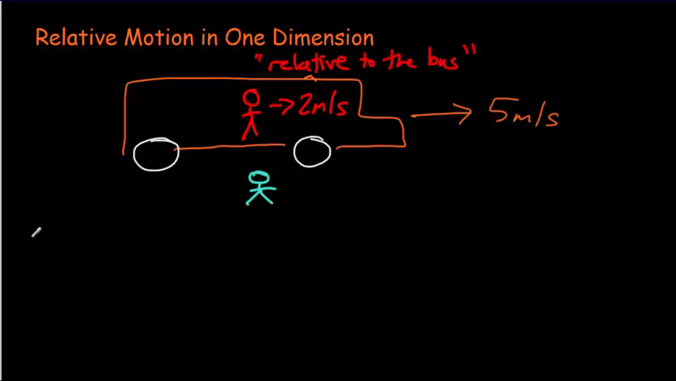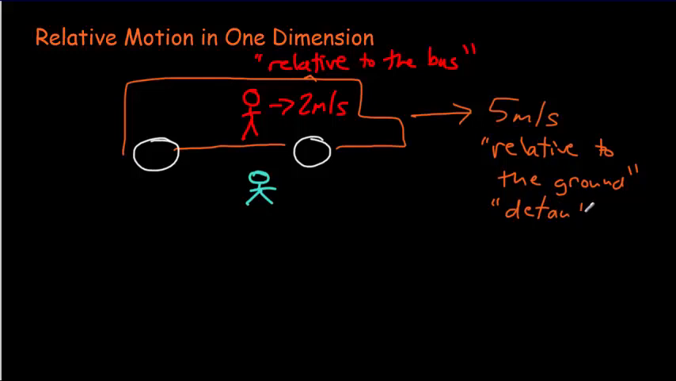Now, this 5 meters per second, I should also say relative to the ground. But we usually don't say relative to the ground, because relative to the ground is kind of the default. And so if we don't say anything, we imply that that 5 meters per second is relative to the ground.